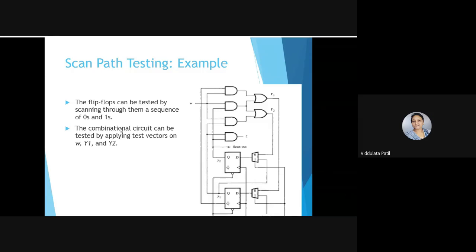Now let us say that we are going to apply four test vectors. The first vector is 0, 0, 1. Now again look at the connection. Y1 is the output of this flip flop, which is connected to the input of these two AND gates. Then Y2 is connected to the input of this AND gate.